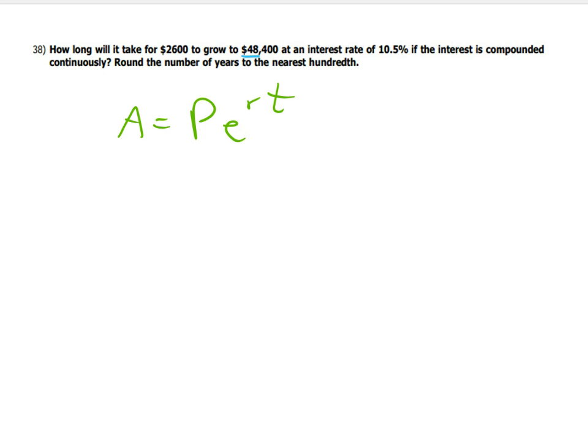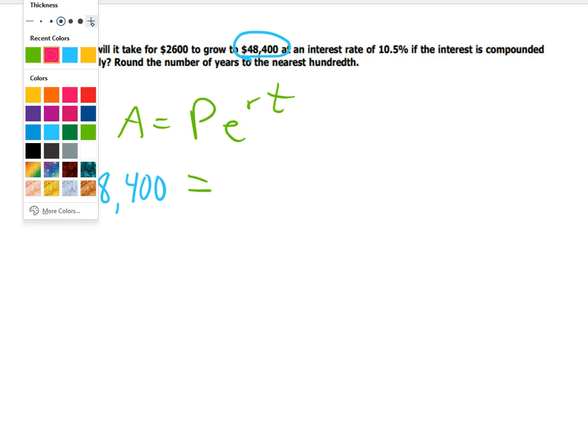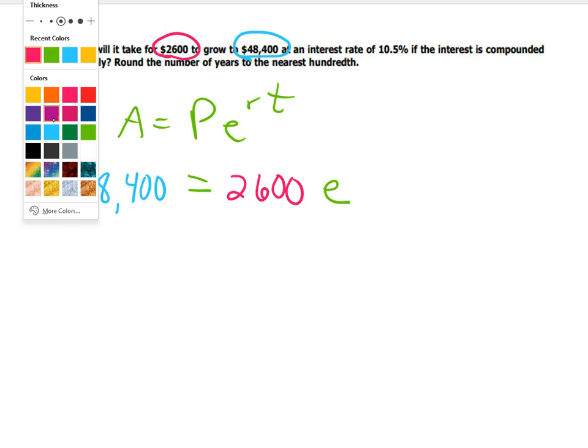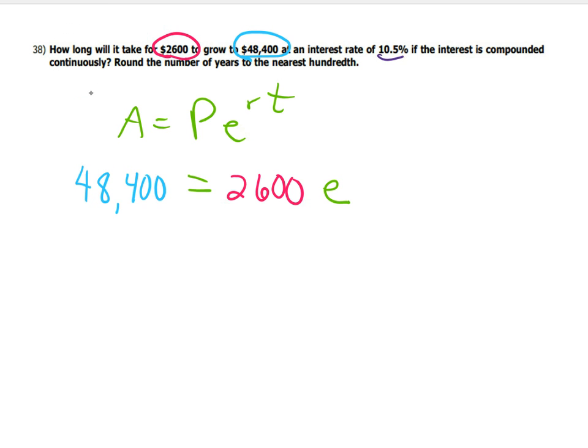Let's see. This is the future value, so that's going to be here, the A. And then they want to know how long will it take for $2,600. That's going to be the P, the principal amount that you're investing. And then it's e raised to the interest rate, which is 10.5%, so that would be 0.105. And then we still have the t. So I put all the numbers in place. We just have to solve for t.